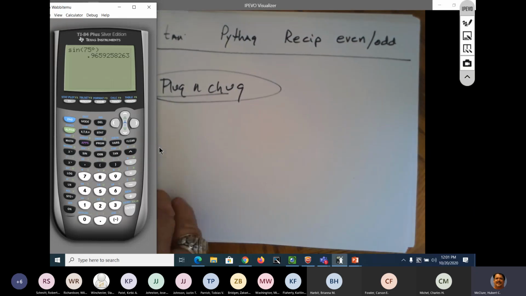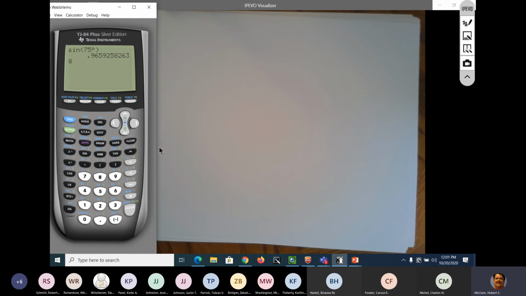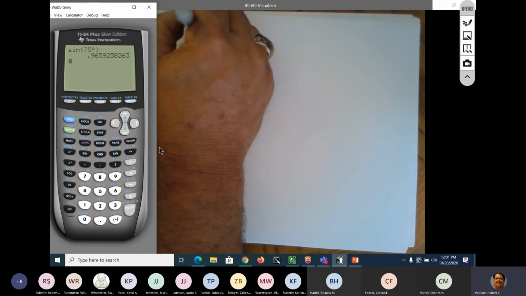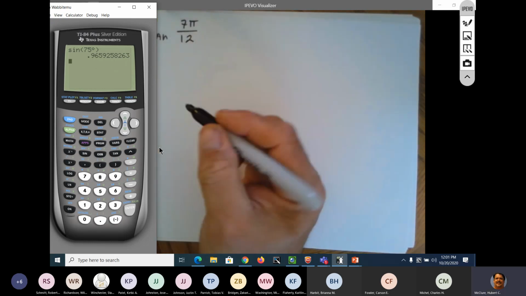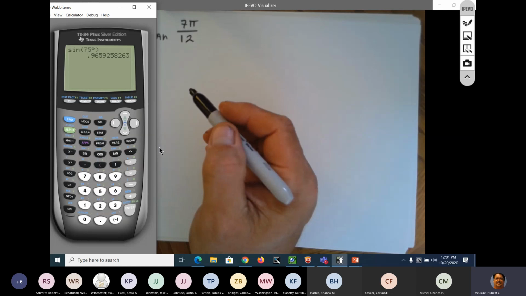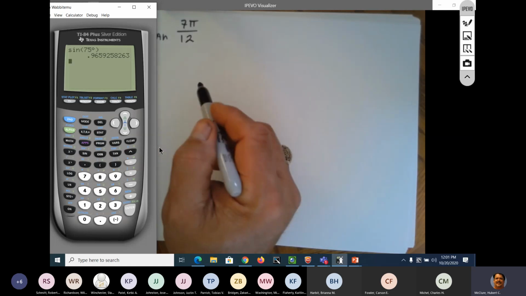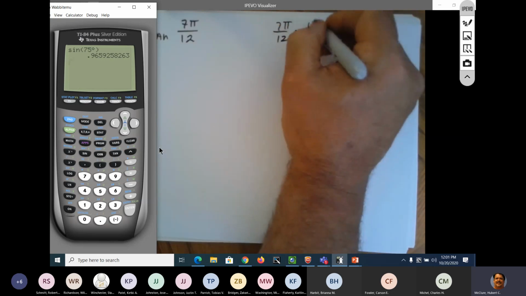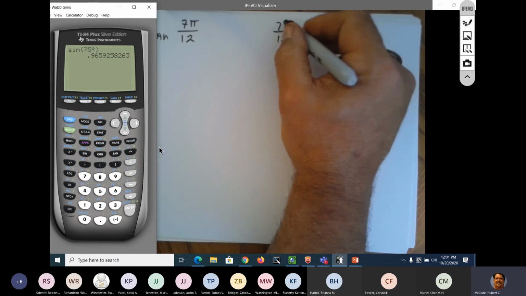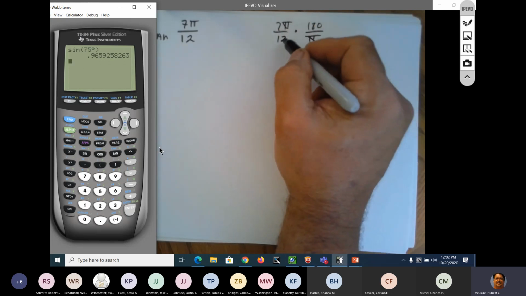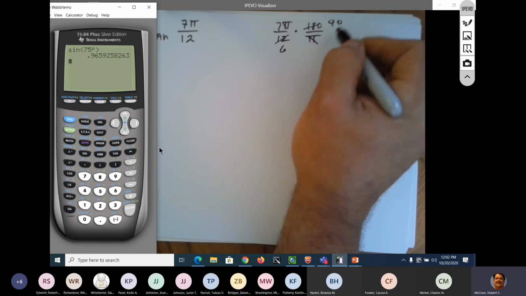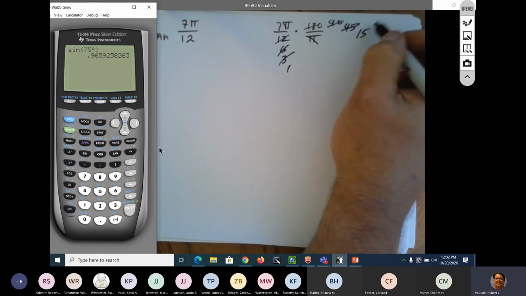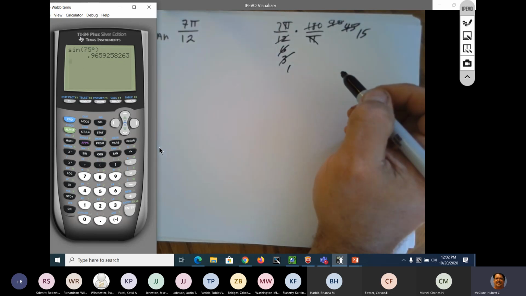All right, let's do another. This time I want you to do the tan of 7 pi over 12. Now, you don't have to use 7 pi over 12. If you want to change 7 pi over 12 to an angle, that would be 7 pi over 12 times 180 over pi. And the pi's cancel. 2 will go in there 6 times, 2 will go in there 90, 2 will go in there 3 times, 2 will go in there 45, 1, 15, and 15 times 7.